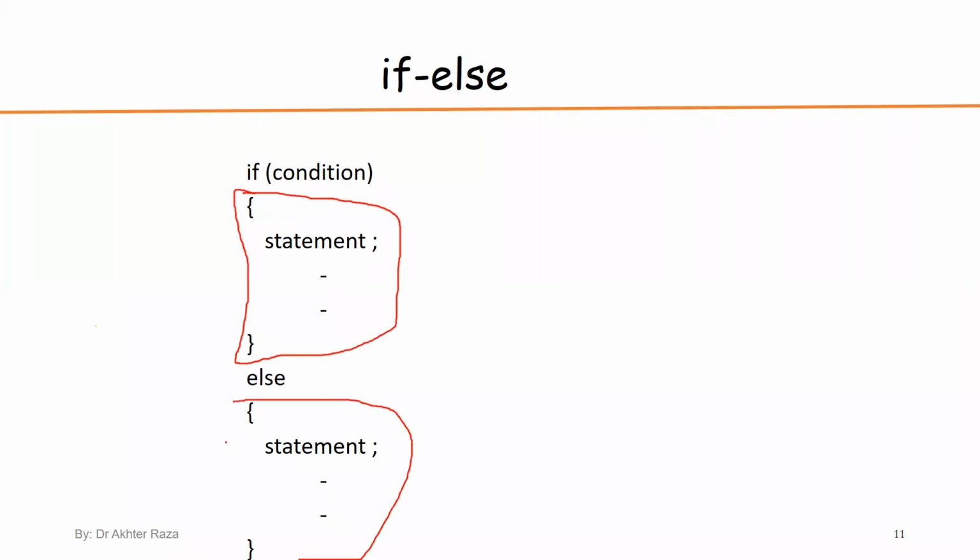Else, this set of statements will be performed. So we have two sets, and we want to execute any one of these two sets depending on the condition. I am calling this set A or block A. This is called block B. If the condition is true, then block A is executed and block B is not executed. If the condition is false, then block A will not be executed while block B will be executed.